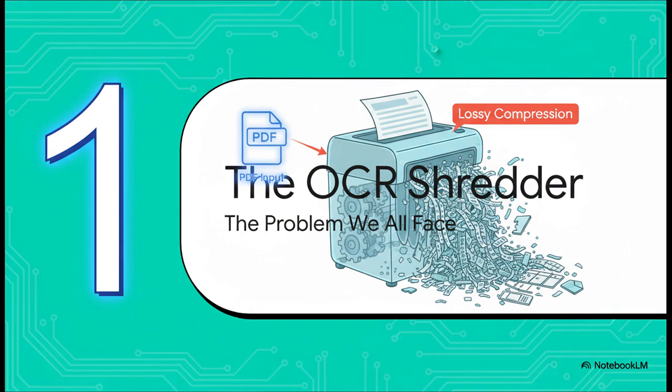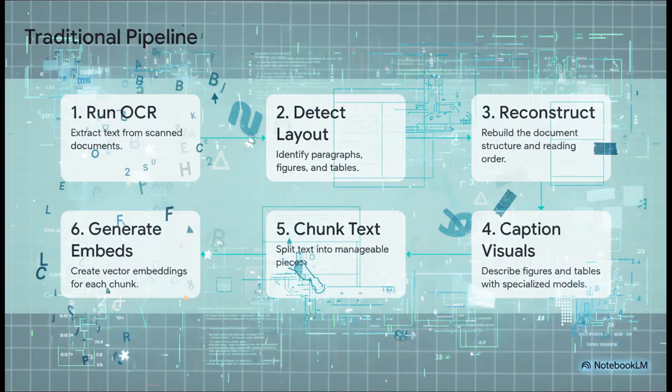So, to really appreciate just how big a deal this is, we have to take a hard look at the problem we're all living with. I call the traditional method the OCR shredder because, honestly, that's pretty much what it does to your data. Come on, you know this pipeline. We have all built this thing. We have all spent weeks wrestling with it, only for it to break on some new document format. Every single one of these steps is a fragile link in the chain, another place where errors can creep in and just silently corrupt your data. It's a house of cards.